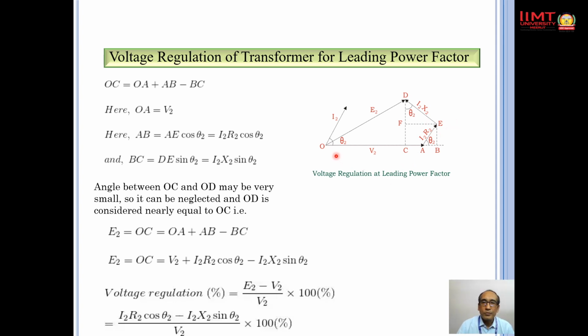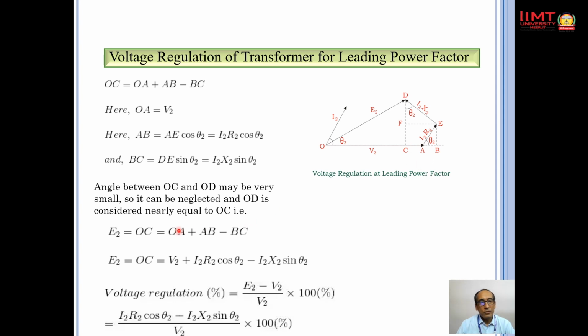Okay, so now OC means OA plus AB minus EF. Here we have to obtain OC. The value of OC will be equal to OA, meaning V2, and AB, meaning I2R2 cos phi 2. But this is totally OB, and we have to obtain OC, so we have to subtract the BC part. So minus BC means minus I2X2 sin phi 2. So overall we get OC equal to V2 plus I2R2 cos phi 2 minus I2X2 sin phi 2.